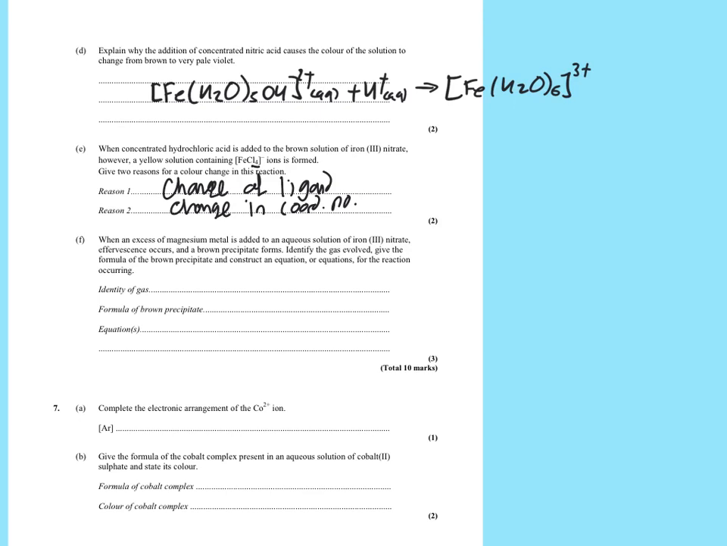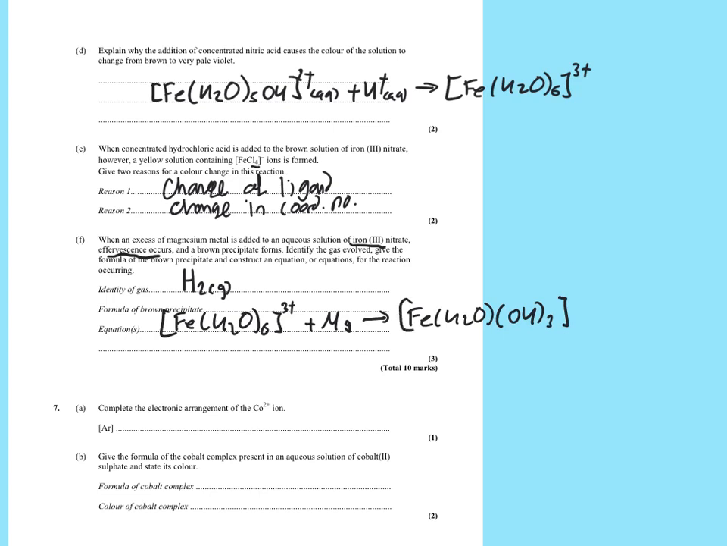Next question. When excess magnesium metal is added to iron 3 nitrate, effervescence occurs. Whenever we add a metal to an acid, we always get hydrogen gas evolved. To deduce the formula of the precipitate, let's write an equation for the reaction. We have our very acidic Fe(H2O)6 3+ reacting with magnesium metal, and we're going to form Fe(H2O)3(OH)3, because it's going to lose 3 protons. That's the precipitate because it's got no overall charge as a solid. Hydrogen gas has been evolved.